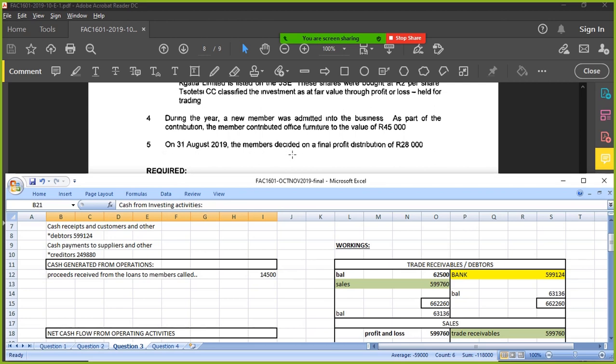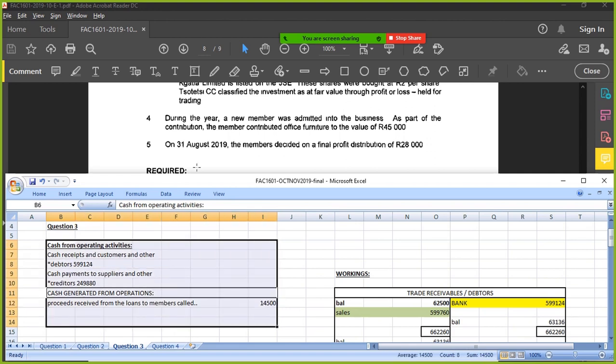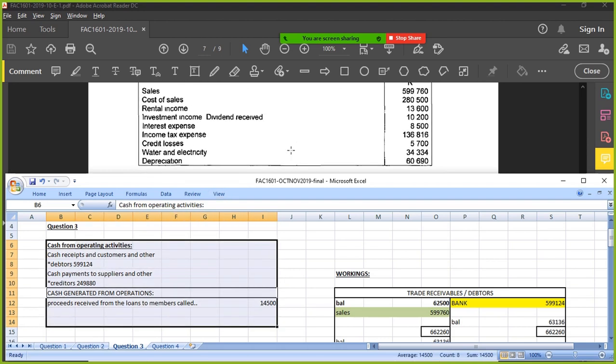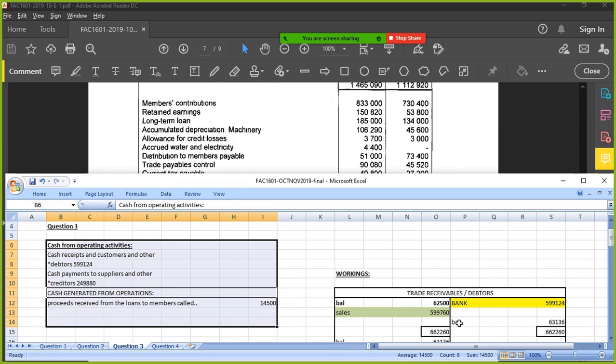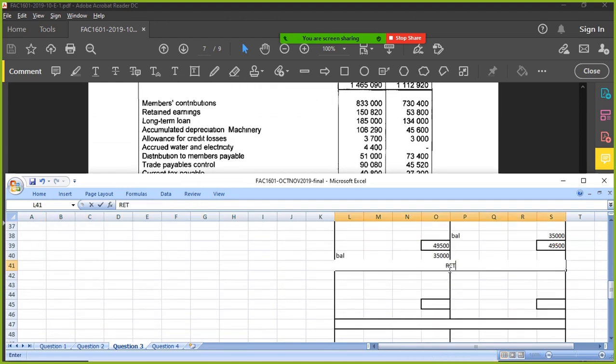Okay, this I do need. Distributions will either be part of operating or financing. If it's a distribution from profit, it'll be part of operating. So this I need to draw up. I need my retained earnings account here. So retained earnings, starting balance 53,800, end balance 150,820.